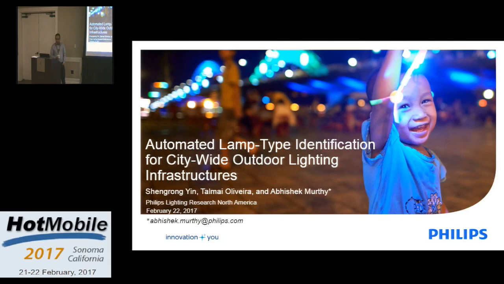A little bit of background on Philips Lighting Research. We are located in Cambridge. It's part of Philips Lighting, the bulb people. The other labs are located in Eindhoven, which is where we are headquartered, and Shanghai and Bangalore.